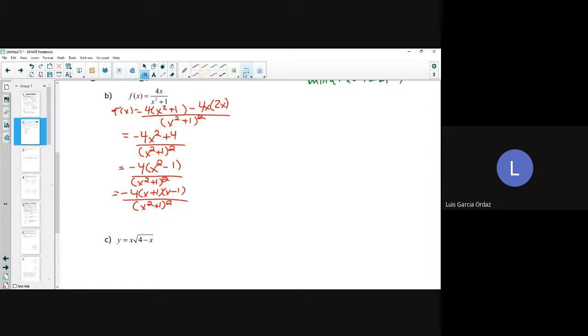So remember, my solutions are always in my numerator when it's a rational expression. And this x squared plus 1 all squared will always be positive. So my solutions are x is equal to negative 1 and x is equal to positive 1. So now I can make my sign chart. So I have negative infinity, negative 1, positive 1, infinity.